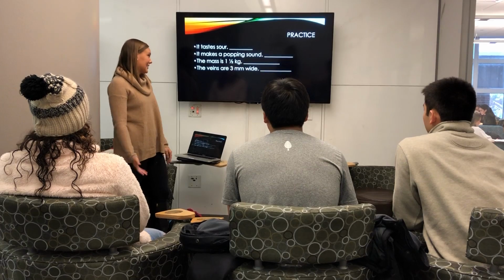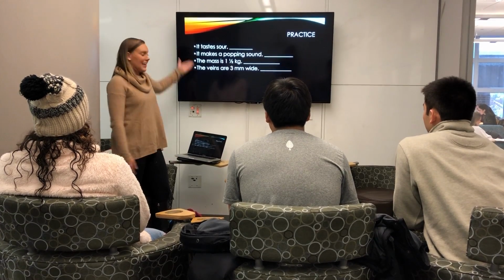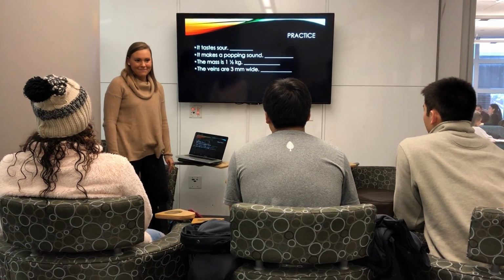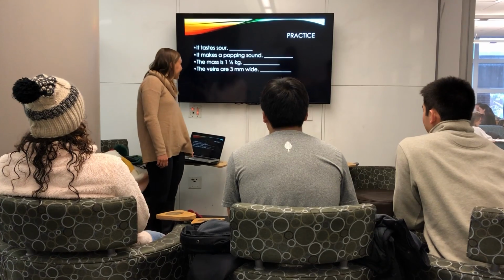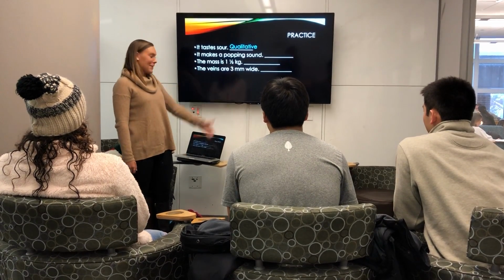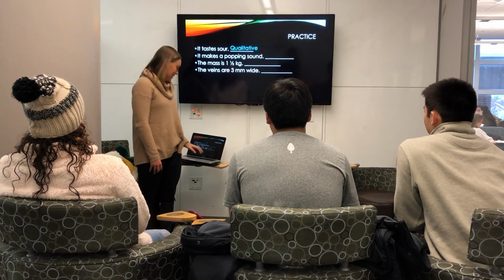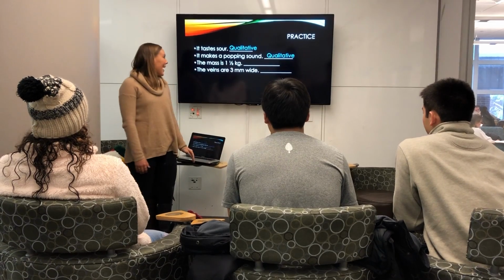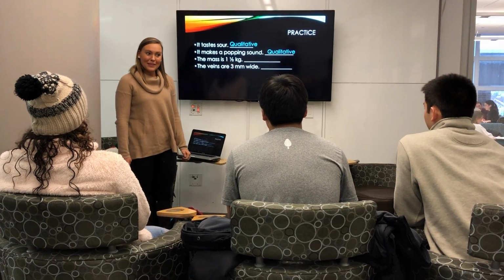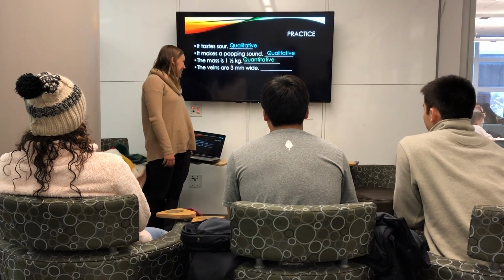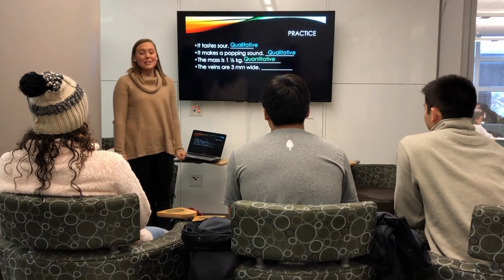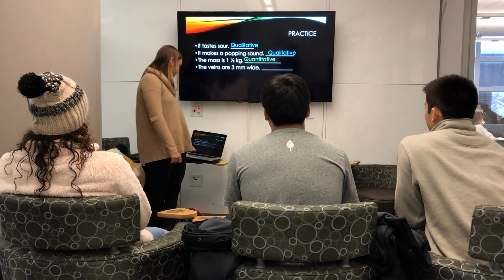So now we're going to practice. It tastes sour. What would that be? Qualitative. Correct. It makes a popping sound. What would that be? Qualitative. Perfect. The mass is 1.5 kilograms. What would that be? Quantitative. Awesome. And the veins are 3 millimeters wide. What is that? Quantitative. Awesome.